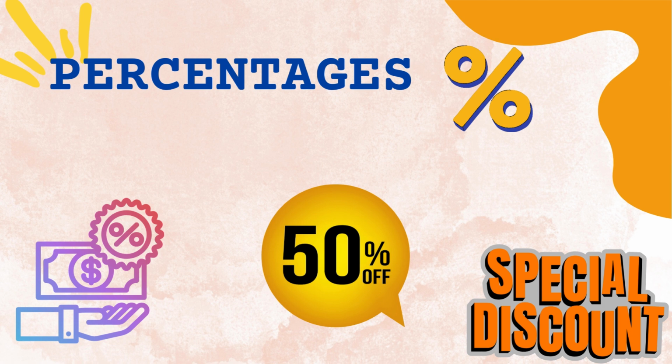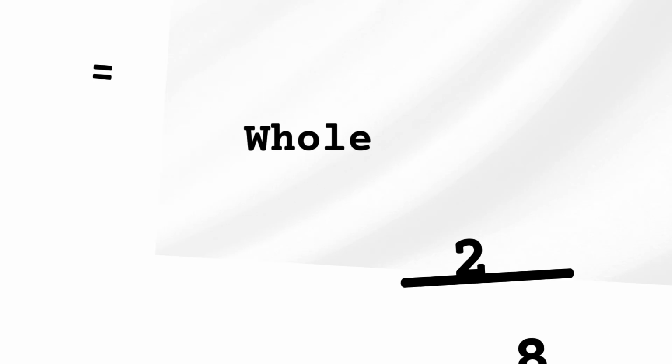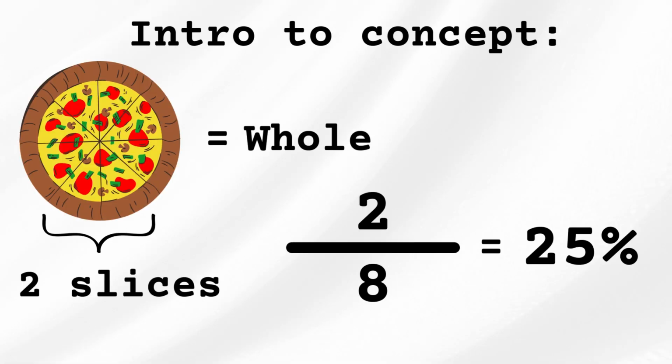Let's start with the basics of percentages. Imagine you have a delicious pizza. Yum. The whole pizza represents 100%. Now let's say you want to share it with a friend. If you cut the pizza into 8 slices and give your friend 2 slices, that's 2 out of 8, which is 25% because 2 out of 8 simplifies to 1/4. That's the basic idea behind percentages. It's a way to represent a part of something compared to the whole thing.